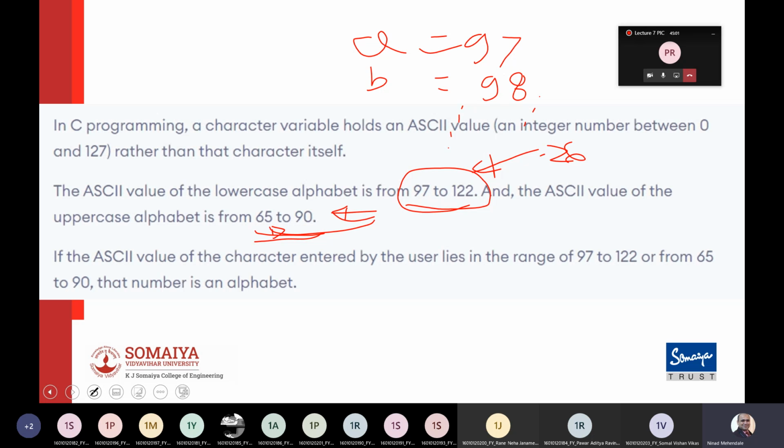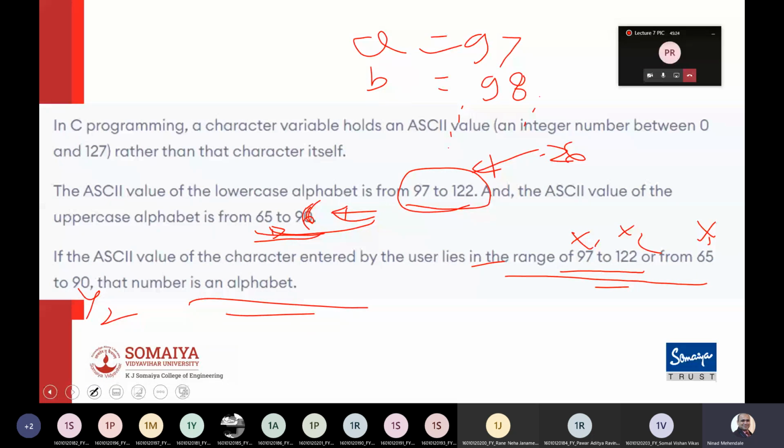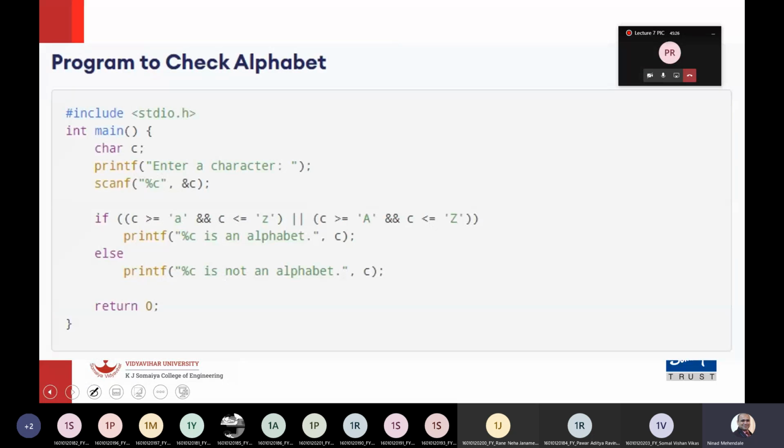And you have to check whether it's correct or not. So we can check the actual value ranges for each. If your ASCII character lies in these ranges, then it's a valid alphabet, or otherwise it is not.